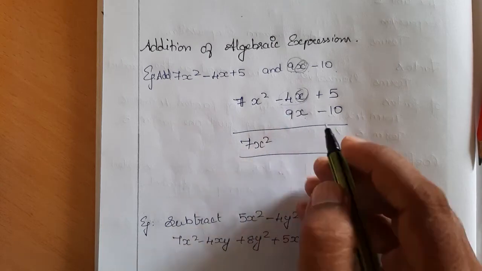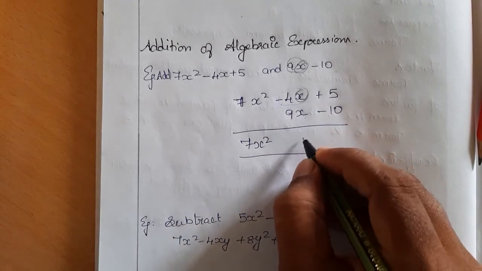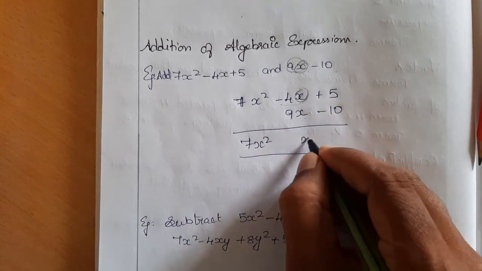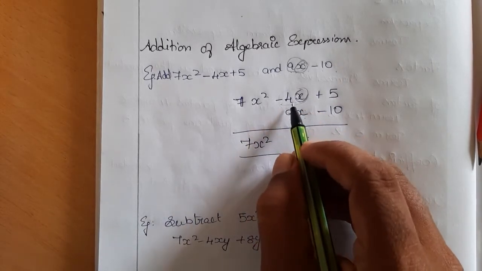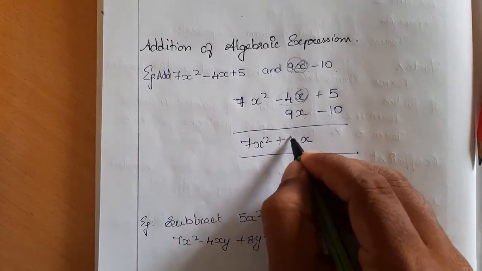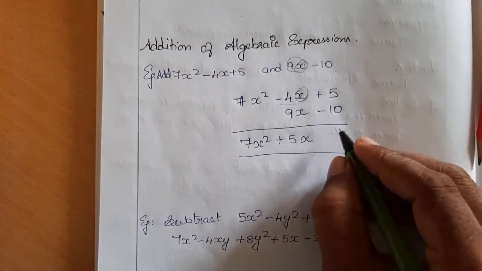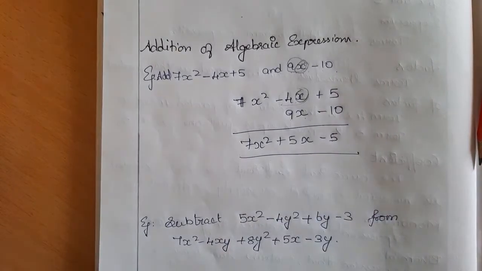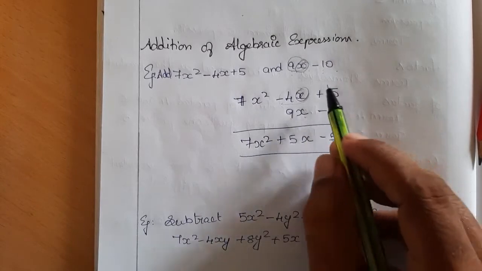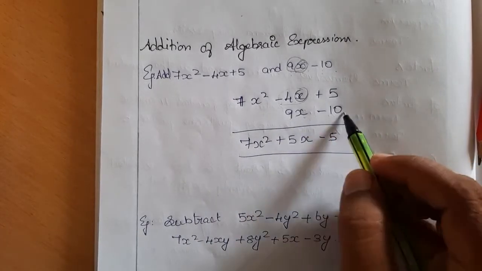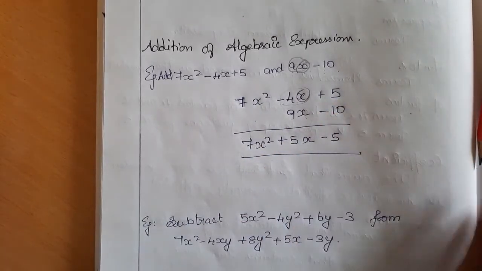If there is no sign, then it is a positive sign. So like terms have the same variable and the same power, right? So x will be as it is, and we just do the operation on the coefficients. Minus 4 plus 9 we get plus 5, so plus 5x, and here plus 5 minus 10 is negative 5. Clear? Just write the second expression below the like terms. If there are no like terms, then you can write it at the end like this. Here there is no like term, so leave a space.